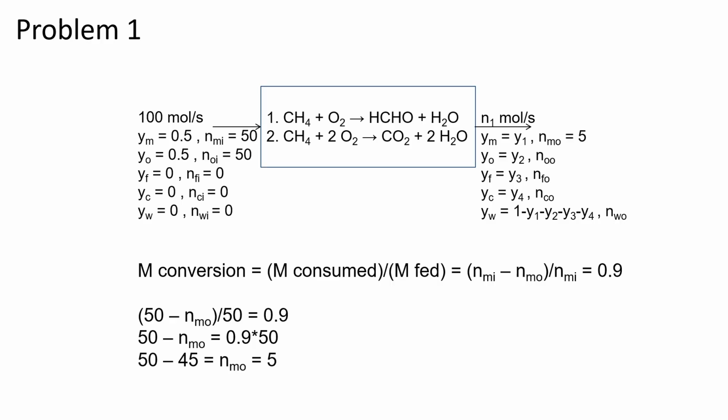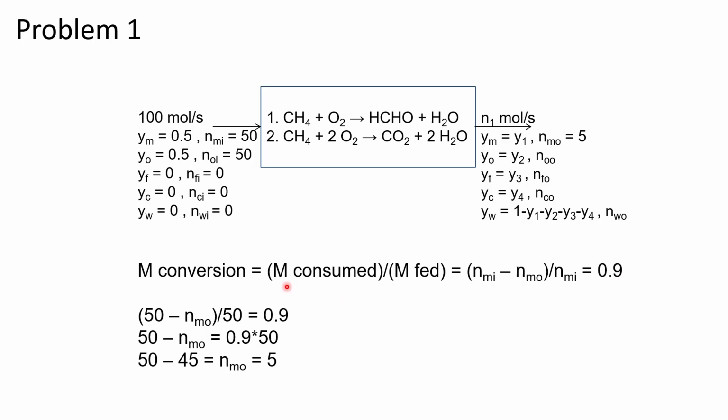Here's one of the specifications that we're going to use. This is a common one when designing a reactor, and that's conversion. In particular, we're going to talk about the conversion of methane. We're going to assume we know the conversion of methane. It's specified as 90%, or the fractional conversion is 0.9.